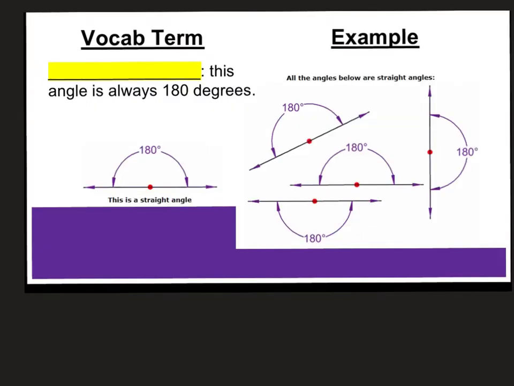Next we have straight angles. Straight angles are always 180 degrees. So anytime you have a straight line, it's 180 degrees, which makes sense if you think about it. Look at this example all the way on the right. That is half of a circle. Well, we should know by now a full circle is 360 degrees. So a straight line halfway around a circle would be 180. So that's a straight angle.